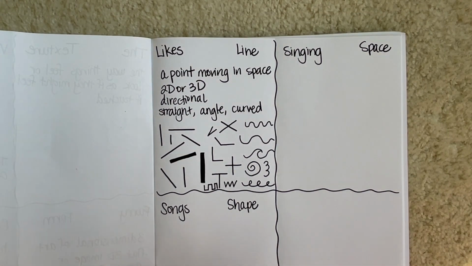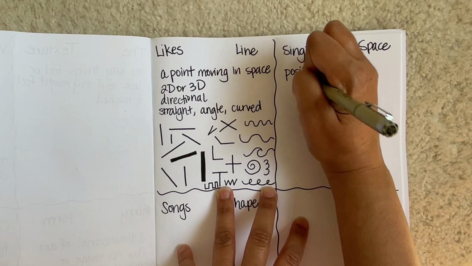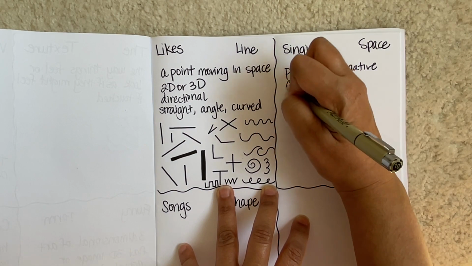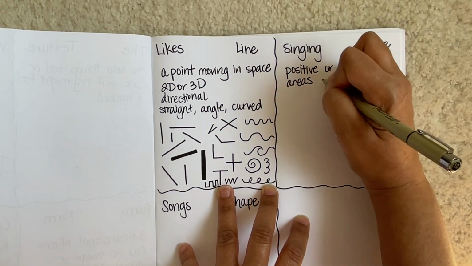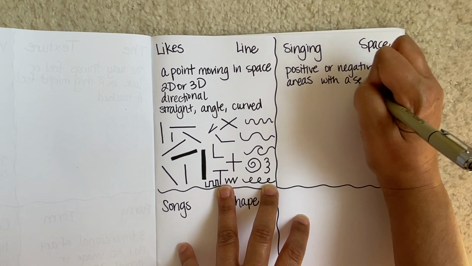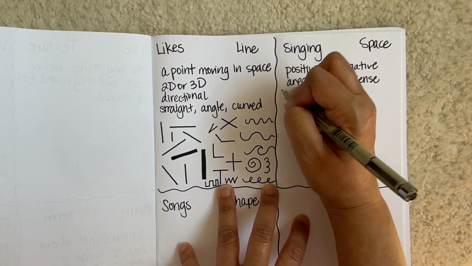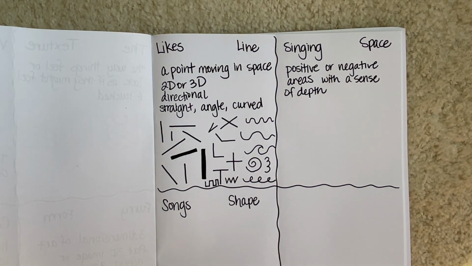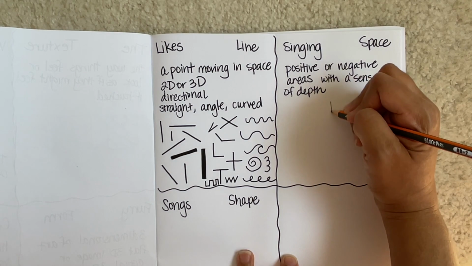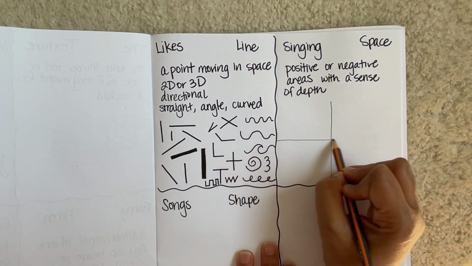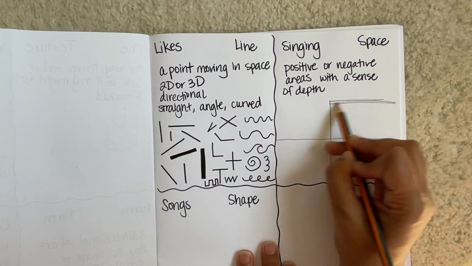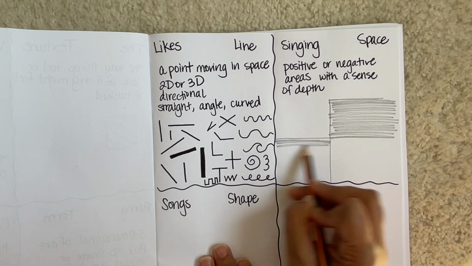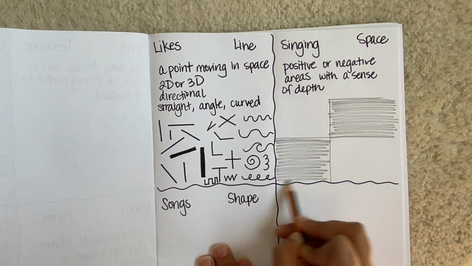Next is space. This is positive or negative areas with a sense of depth. So it can also seem like there's a lot of space in the background, like a lot of movement or empty area in the background. So I just keep it simple just to show like positive and negative space.